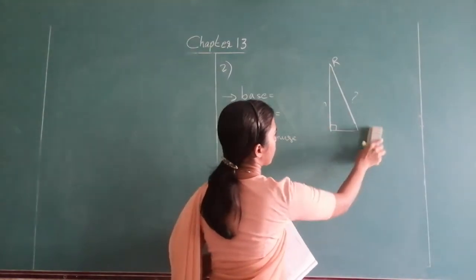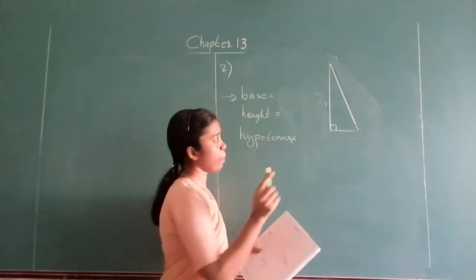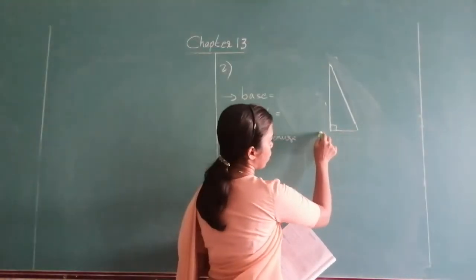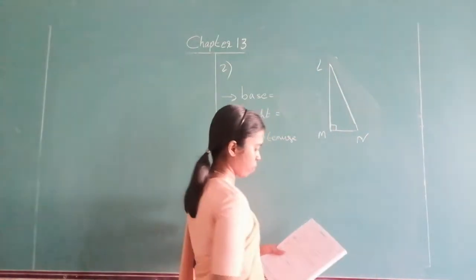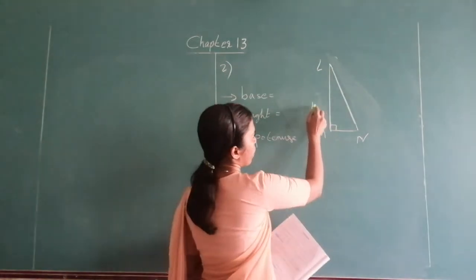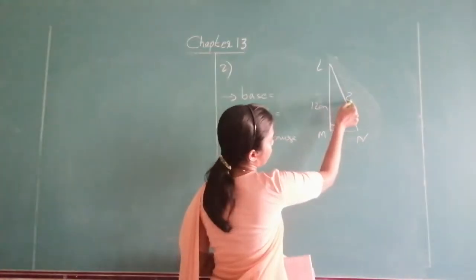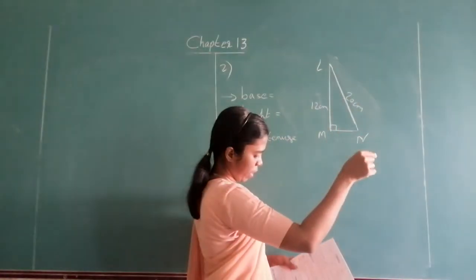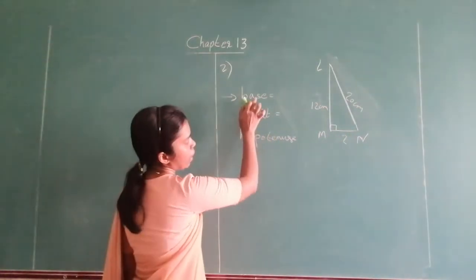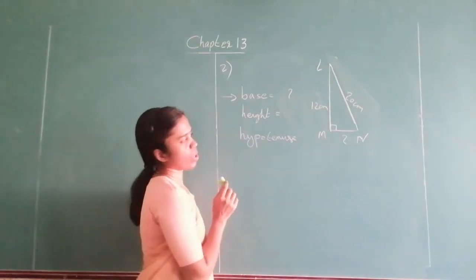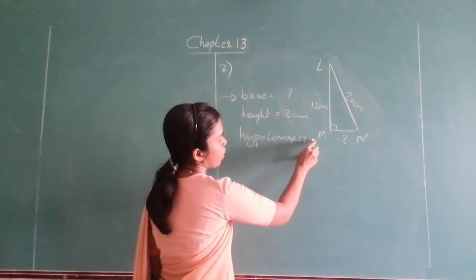Now the triangle is LMN. Again, angle M is 90 degree. So this is M. So you can name this as LMN. LM is 12 cm. LN is 20 centimeter, and then find the length of MN. MN is not given. Now in this case, base is not given to you, so put a question mark. Height is given, 12 centimeter. Hypotenuse is given, 20 centimeter.